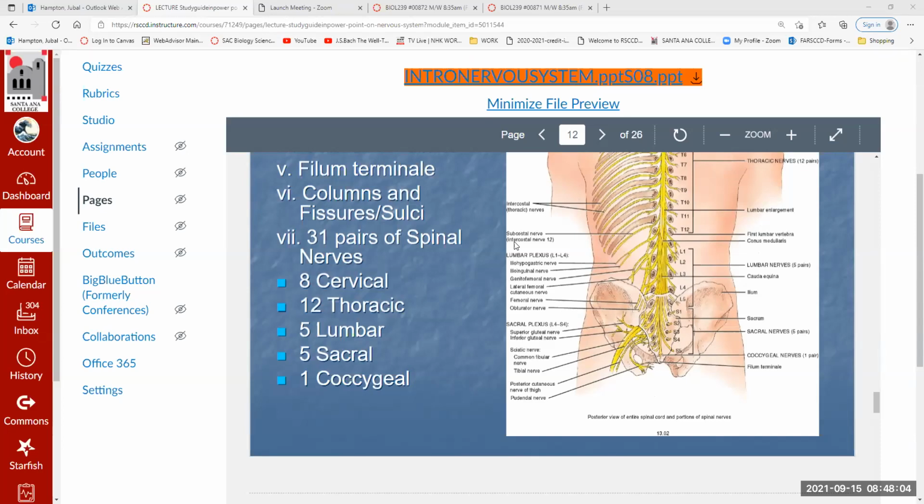There's a terminus, the actual end of the spinal cord is called the conus medullaris. The conus medullaris is the actual physical end of the spinal cord. The filum terminale is a ligament, and that ligament helps to secure that spinal cord all the way down into the coccyx.